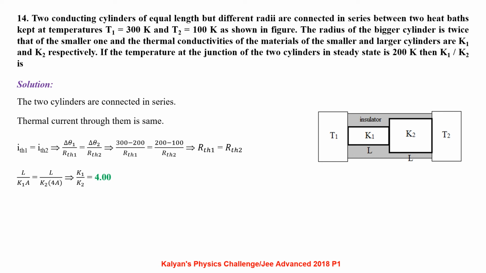Two cylinders are connected in series. Thermal current through them is the same. So I thermal 1 equals I thermal 2. Delta theta 1 by R thermal 1 equals delta theta 2 by R thermal 2. That is (300 minus 200) by R thermal 1 equals (200 minus 100) by R thermal 2. So R thermal 1 equals R thermal 2. L by K1 A equals L by K2 times 4A, which gives K1 by K2 equal to 4.